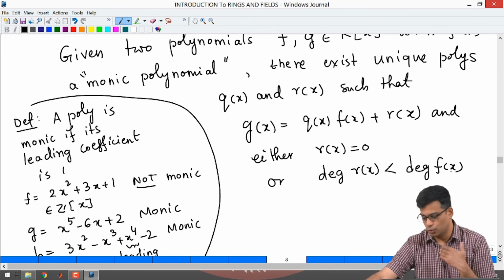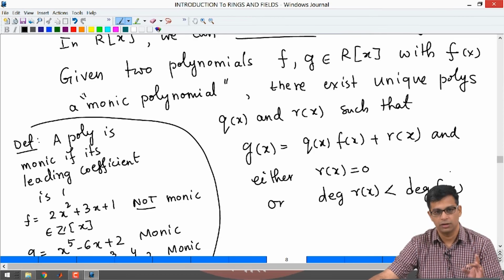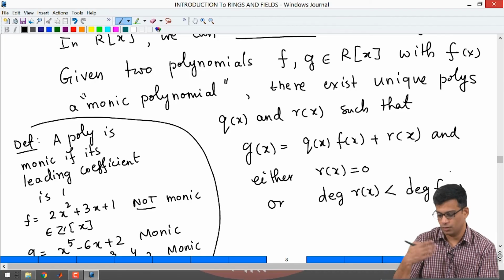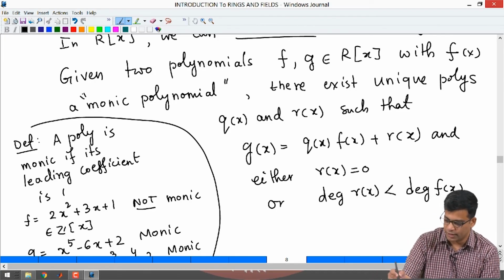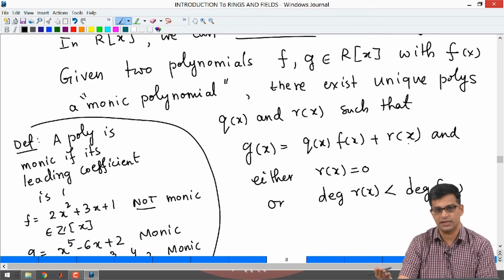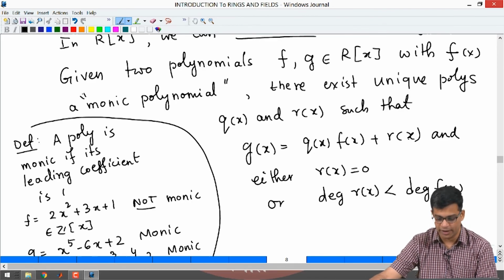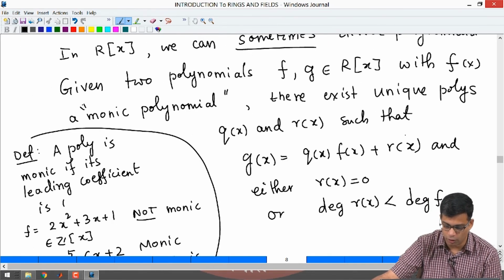So, I suggest that you think about this carefully. This is exactly what we mean by division for integers. For example, if you have two integers, we can divide one by the other, and we can write it like this. There the remainder is always a non-negative number, it is either 0 or positive. If it is positive, it is strictly less than what you have divided with. Okay. So, we can always do this.